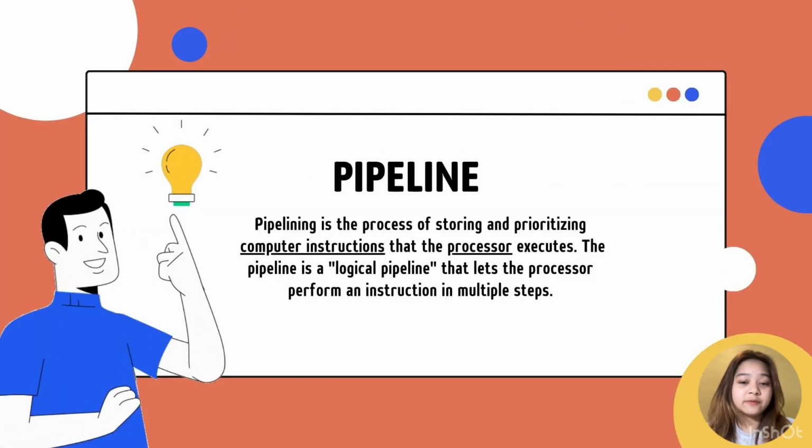Before we start, some of you may have no idea what a pipeline means, so let me briefly explain what it is. Pipelining is the process of storing and prioritizing computer instructions that the processor executes. The pipeline is a logical pipeline that lets the processor perform an instruction in multiple steps.